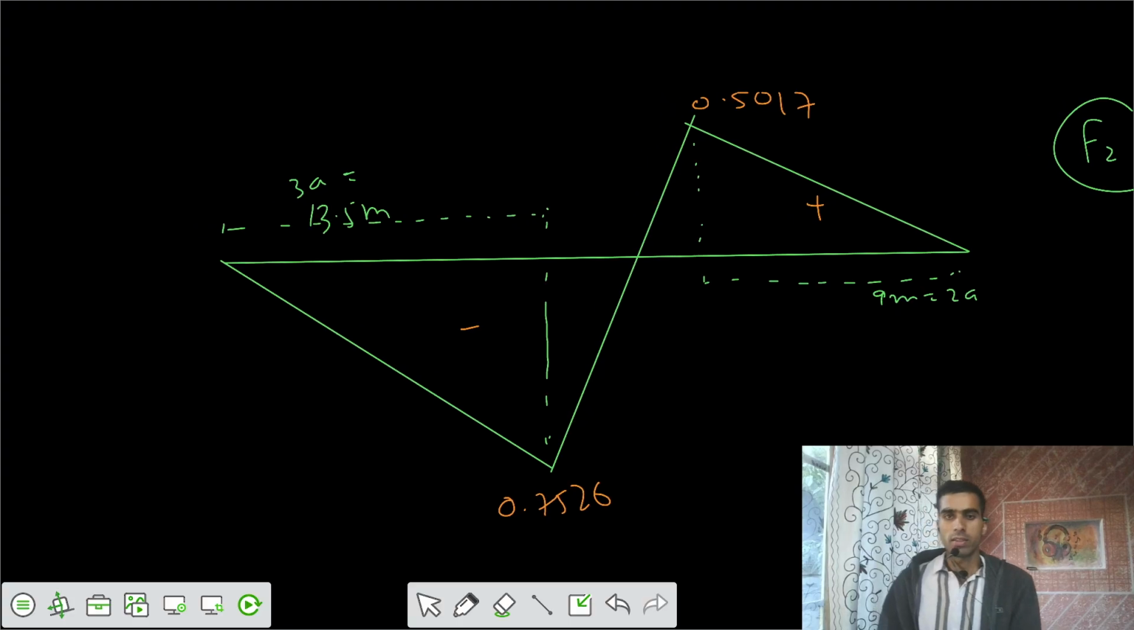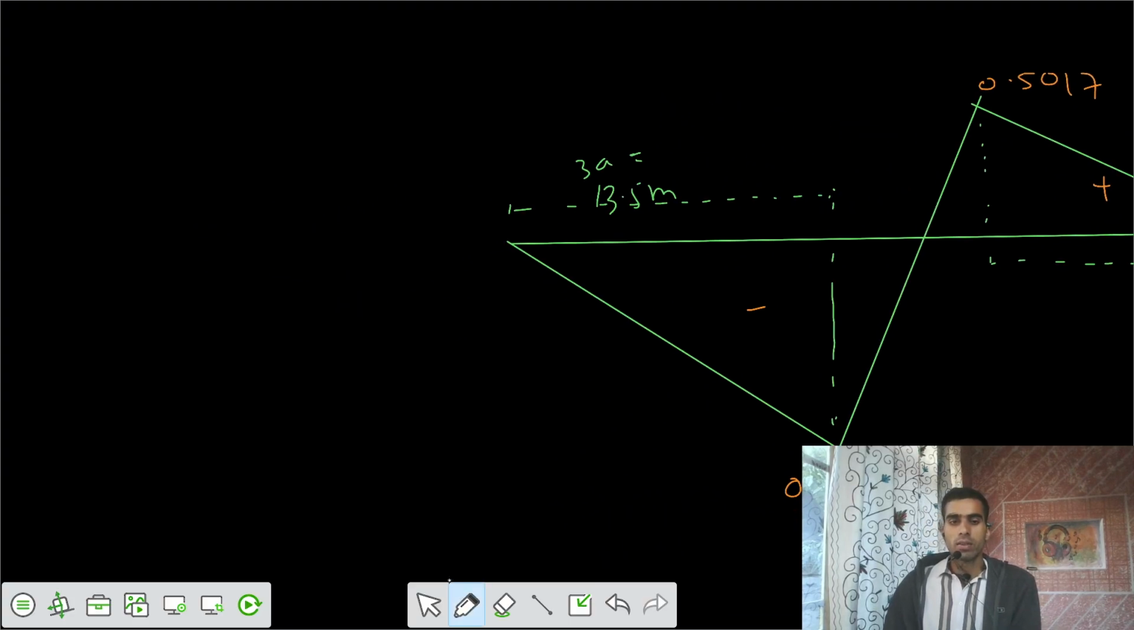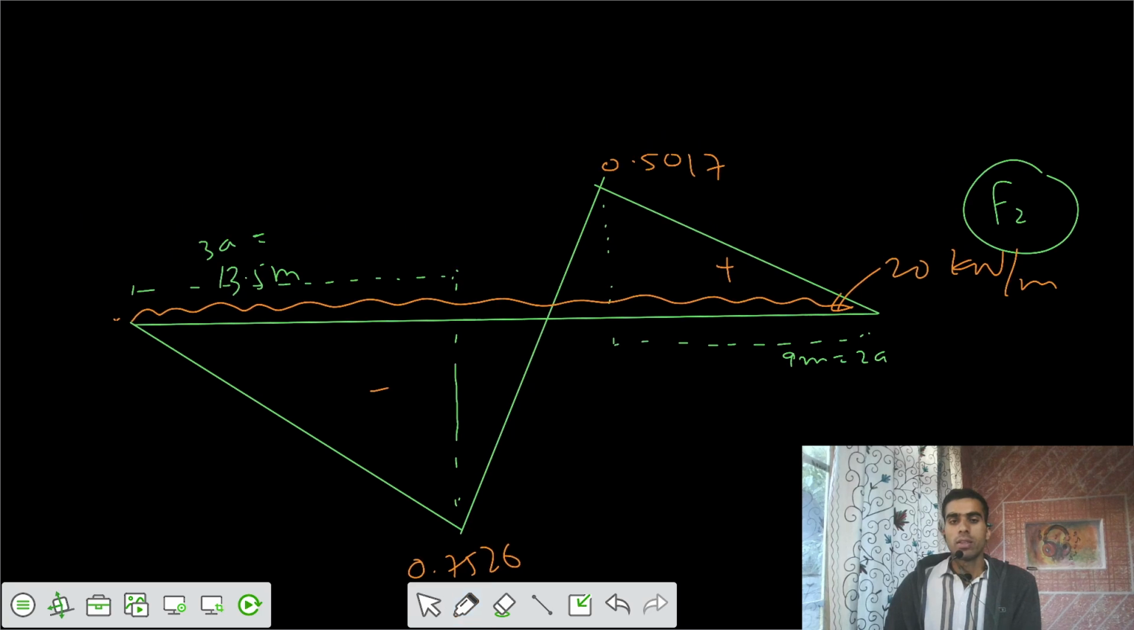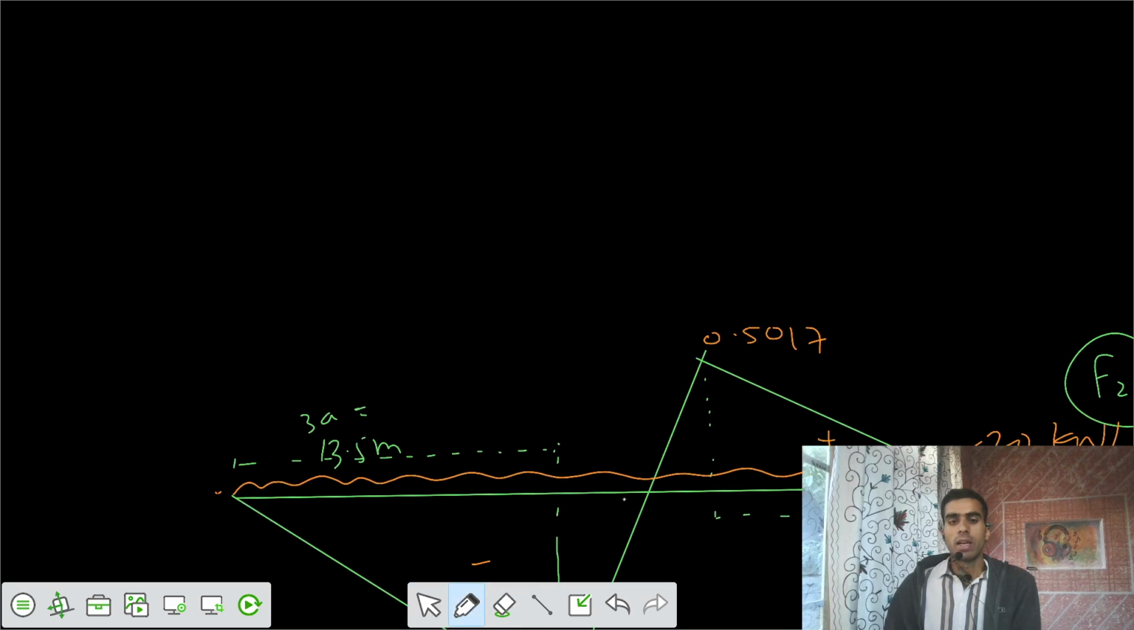Now we have two different cases here. We have to get this force in member 3, F3, so we have two different options. See, the UDL has to be placed for the entire length. This is 20 kilonewton per meter. This is what you have to place for the entire length.